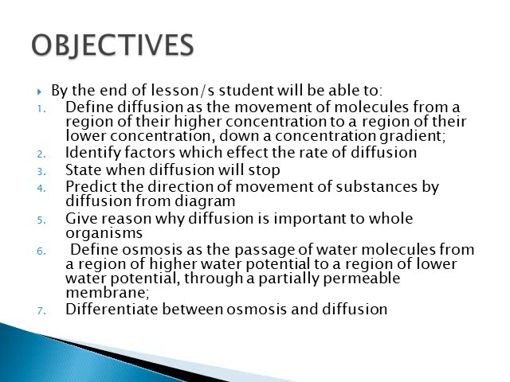By the end of the lesson, you will be able to define diffusion, identify factors which affect the rate of diffusion, state when diffusion will stop, and predict the direction of movement of substances by diffusion from diagrams. You will also be able to give reasons why diffusion is important to whole organisms, and define osmosis and differentiate between osmosis and diffusion.